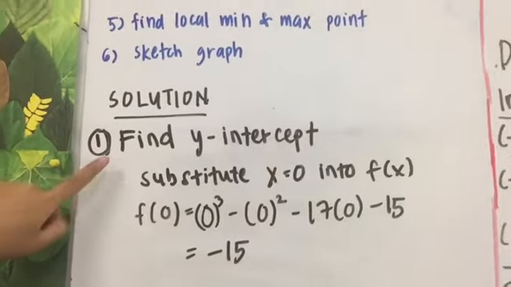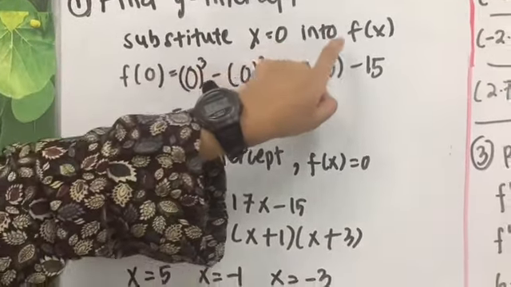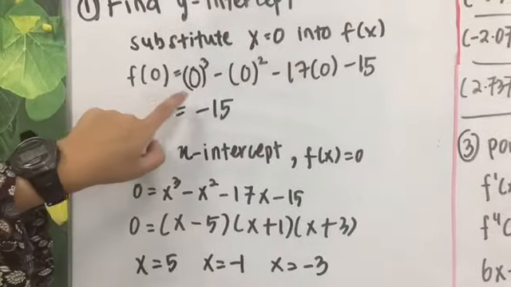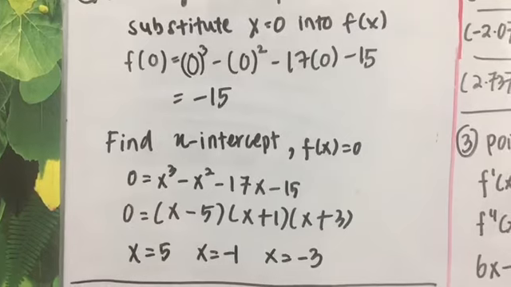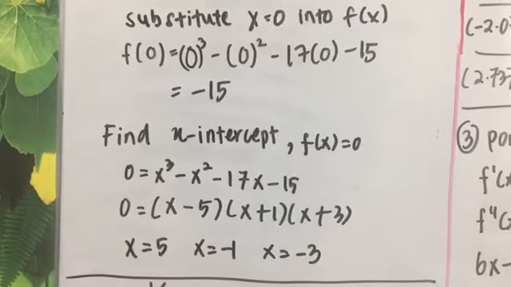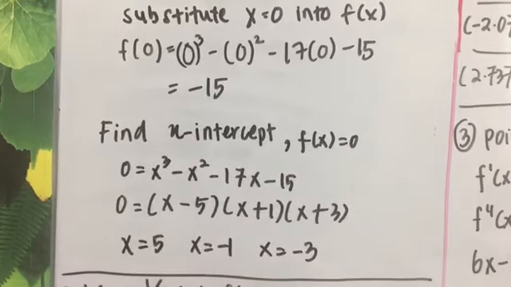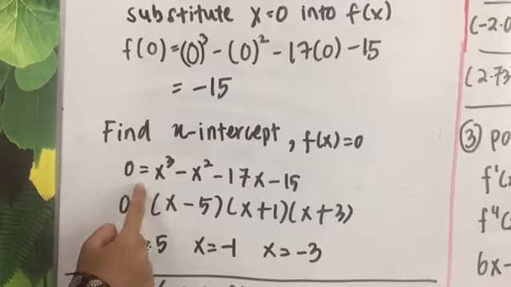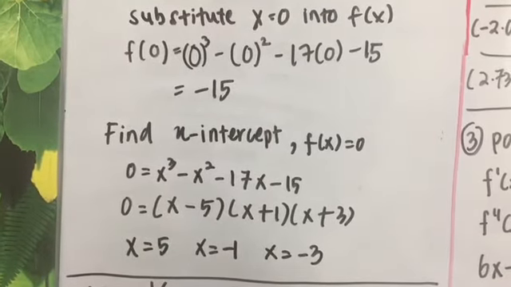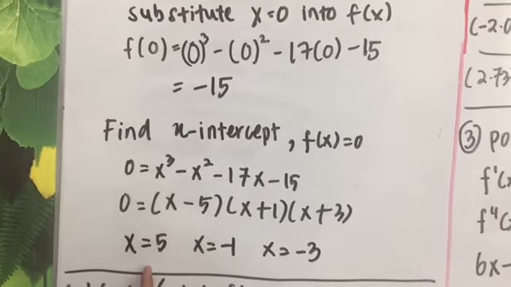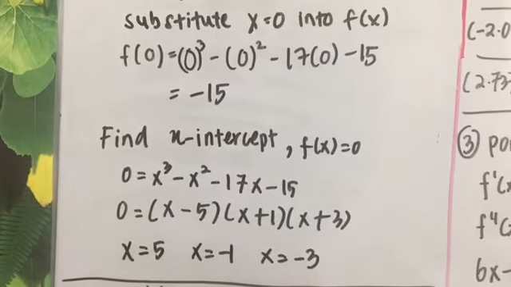In order to find the y-intercept, we substitute x = 0 into f(x), and we will get −15. Then, in order to get the x-intercept, we set f(x) equal to 0: 0 = x³ − x² − 17x − 15, and we get x = 5, x = −1, and x = −3.